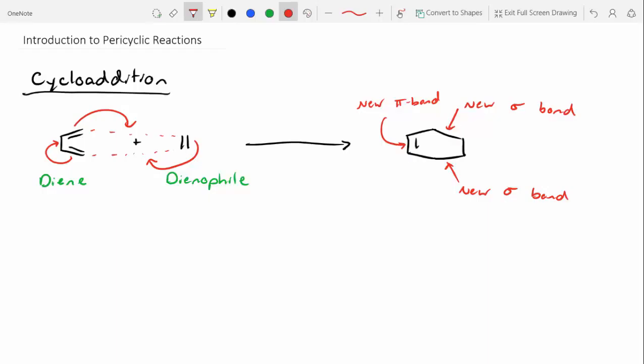So we've turned two sets of reagents into a cyclic ring with a new pi bond and two new sigma bonds in it. This is a very famous reaction called a Diels-Alder reaction, and tomorrow we're going to study this in a lot of detail, but I wanted to show you guys at least the elementary steps for it today.